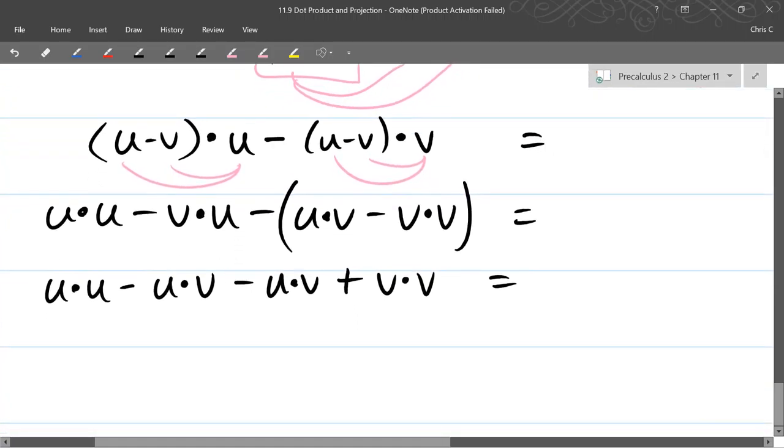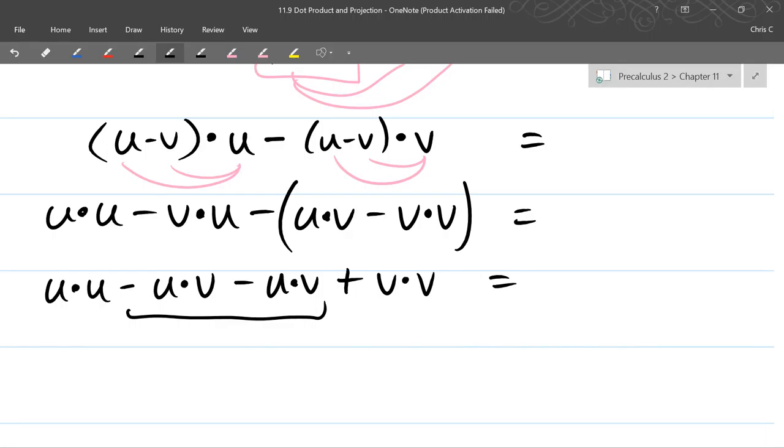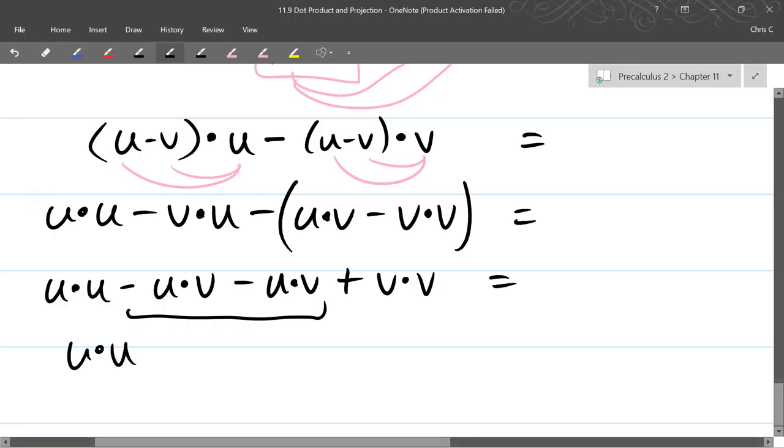And what easy algebra move can I make here? What can I do to the middle terms? Can I cancel them? But I can combine like terms, there's two of them. So u dot u minus 2 u dot v plus v dot v. All right, so we rearranged the left side to be this.